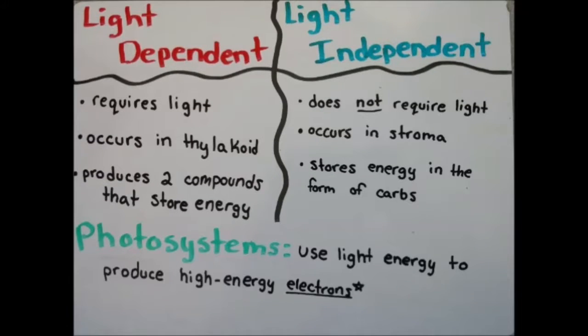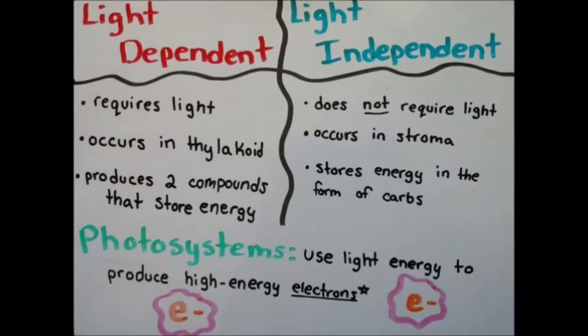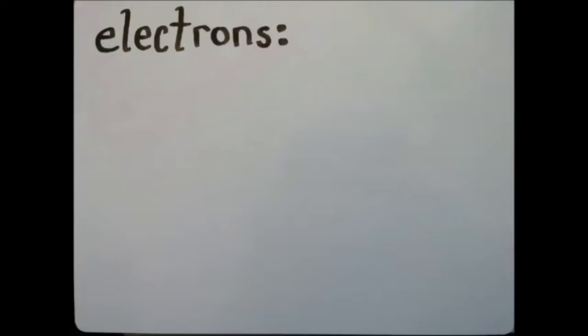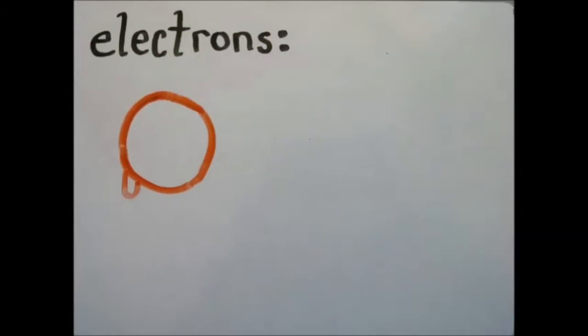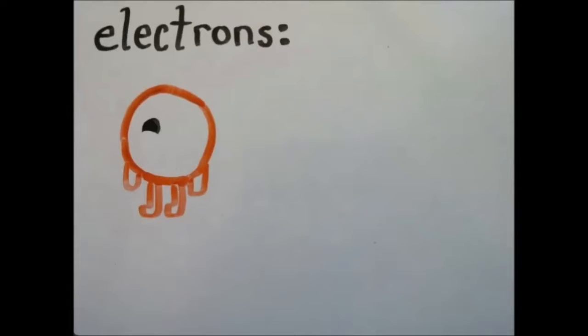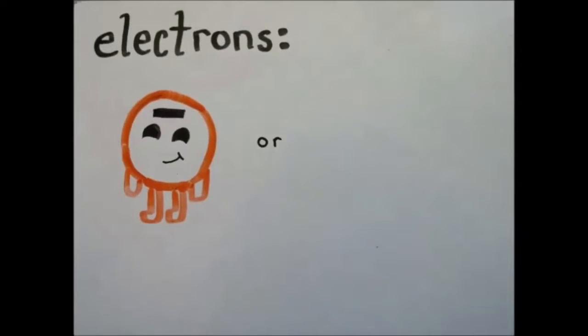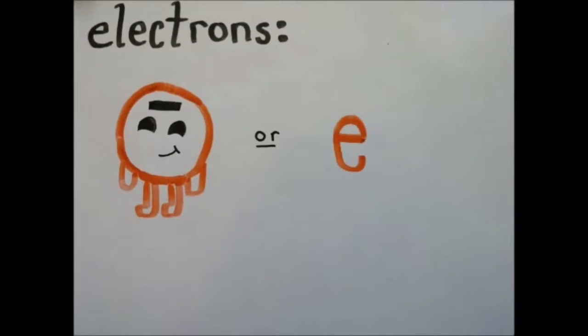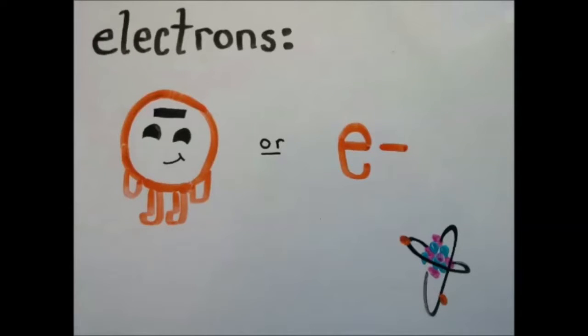Photosystems use light energy to produce high-energy electrons. For those of you that don't know, electrons are a negative charge in small particles called atoms. These atoms make up everything. Scientists use the symbol E- to represent electrons.